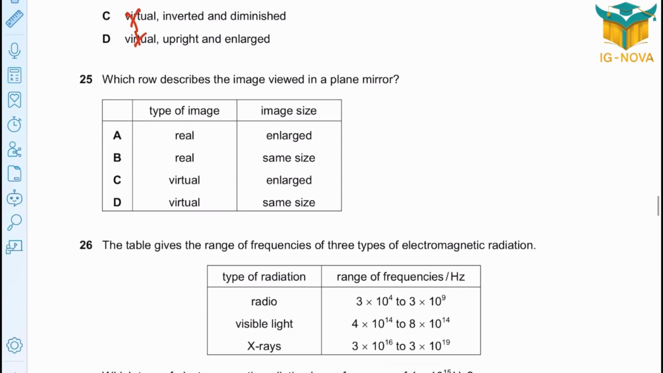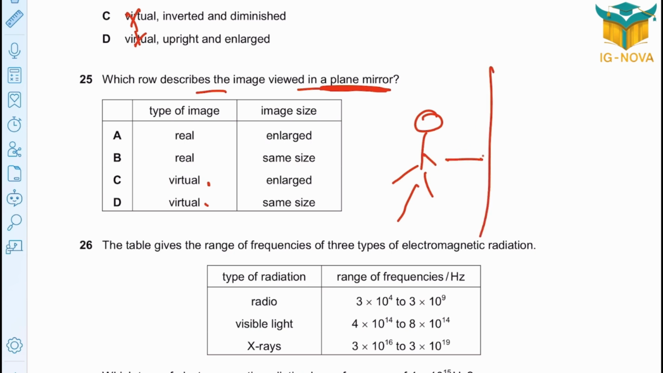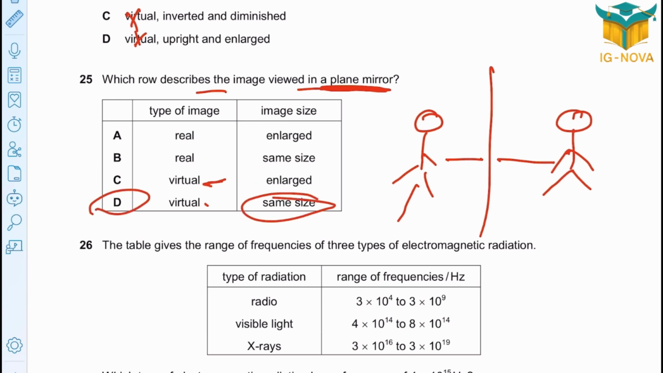Question 25. Which row describes the image viewed in a plane mirror? In a plane mirror, the image is virtual. Here the image is here. So it's virtual and the same size, so the correct option is D.